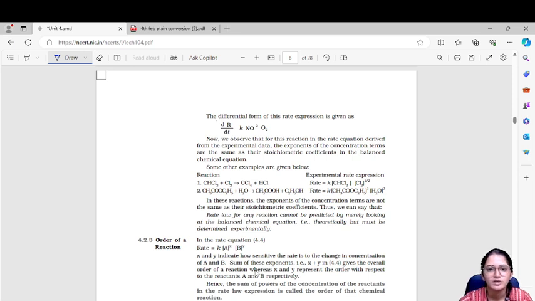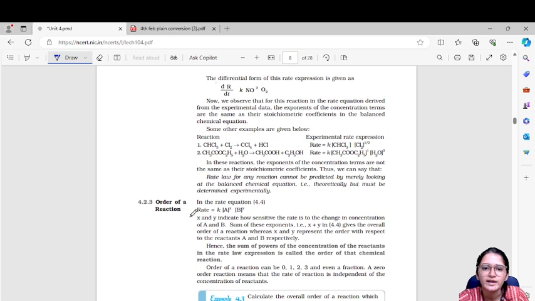So here the experimental rate equation is given in this manner. Some other examples are given below, that is chloroform when treated with chlorine gives carbon tetrachloride and HCl. So here rate will be given by K into chloroform concentration into chlorine concentration raised to half. Okay, so the rate law for any reaction cannot be predicted by merely looking at the balanced equation, therefore theoretically, but must be determined experimentally. So that's why rate law is according to experimental procedure and not according to theory.